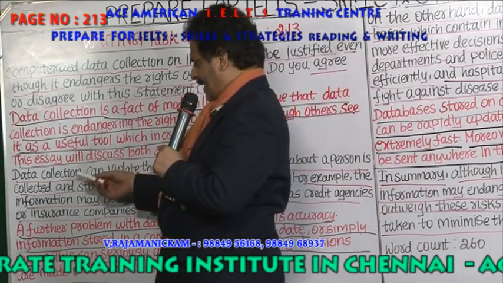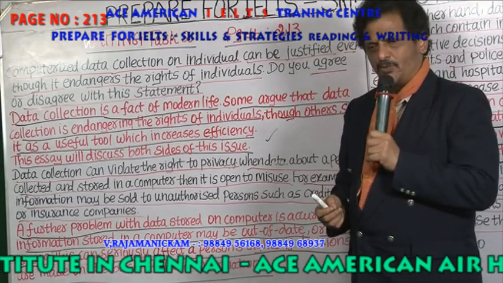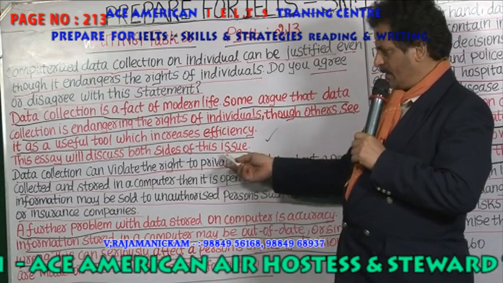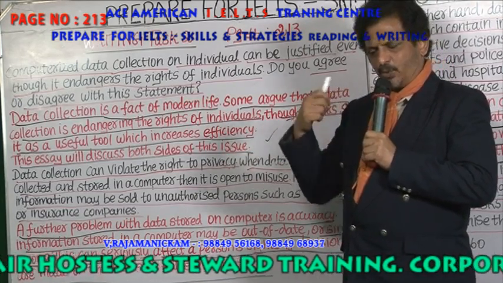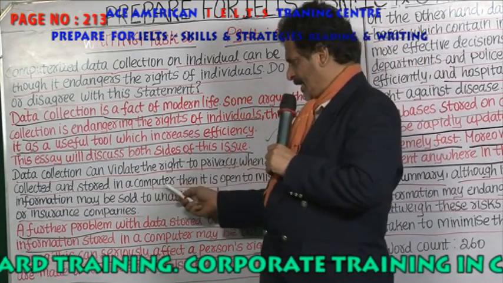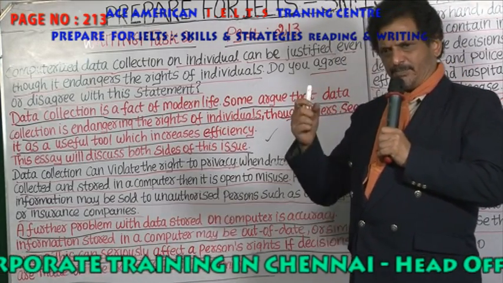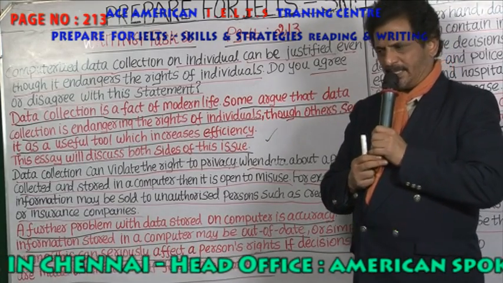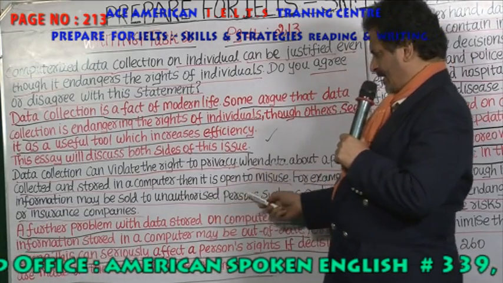So data collection can violate the right to privacy. தகவல்களை பெறுவதன் மூலமாக ஒரு தனி நபருடைய அந்த பிரைவசி என்று சொல்லக்கூடிய அவர்களுடைய தனித்தன்மை அல்லது தனிமை அது ஊடுருவப்படுகிறது. When data about a person is collected and stored in a computer, then it is open to misuse. ஒருவரை பற்றிய அனைத்து தகவல்களையும் கம்ப்யூட்டர்களை பதிவு பண்ணும் பொழுது பயன்படுத்தக்கூடிய வாய்ப்பு இருக்கிறது. For example, உதாரணத்துக்கு, the information may be sold to unauthorized persons.